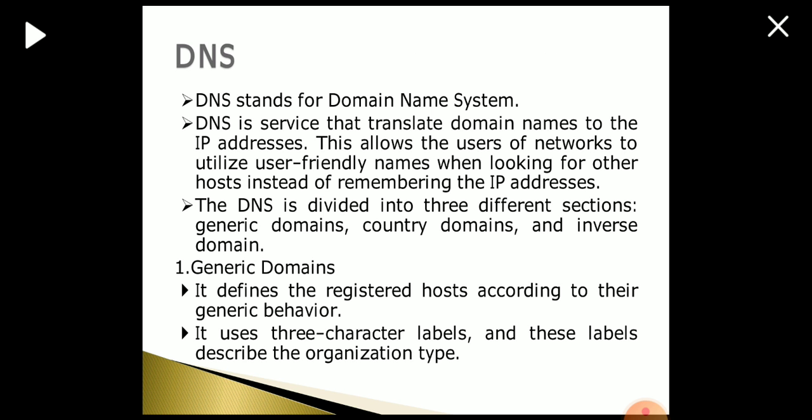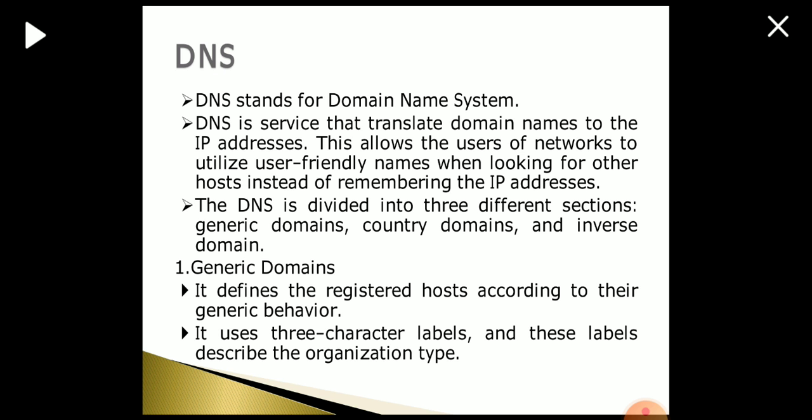Now I am going to discuss a few protocols of the application layer. First is the Domain Name System. It is a service that translates a domain name to an IP address. This allows users of a network to utilize user-friendly names when looking for other hosts instead of remembering IP addresses. DNS is divided into three sections: generic domain, country domain, and inverse domain.